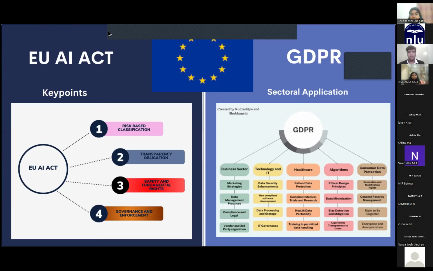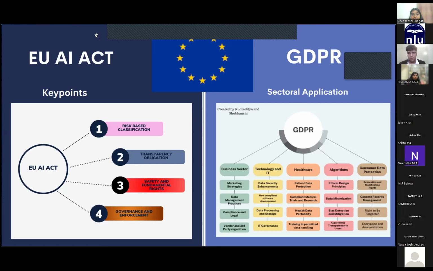So the General Data Protection Regulation is a comprehensive data protection framework established by the European Union to regulate the processing and collection of personal data within the European Economic Area. So I would like to highlight several key principles which are essential for protection of personal data and which have been implemented by the GDPR. On the screen, you can see the sectoral application of GDPR. These are the exact industries which the GDPR affects the most. Now I'm going to move on to the principles.